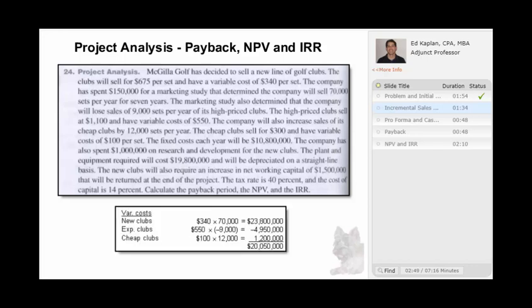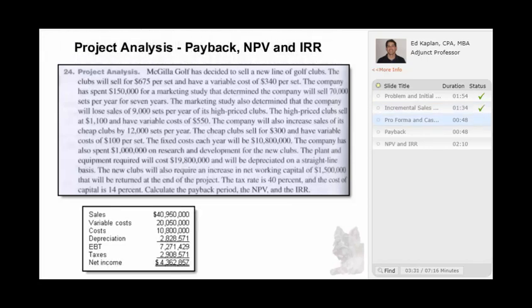Now next we have to determine the variable costs. So using the information, 70,000 times $340 of variable cost for the new clubs comes out to be $23.8 million. We save the variable cost of the substituted clubs, and those cost $550. We're going to lose 9,000 units, so we save $4.95 million of variable costs. And the cheap clubs cost us $100 per set. 12,000 sets are expected to be sold, so that costs us $1.2 million. We add all those together and we come up with $20.05 million of variable costs.